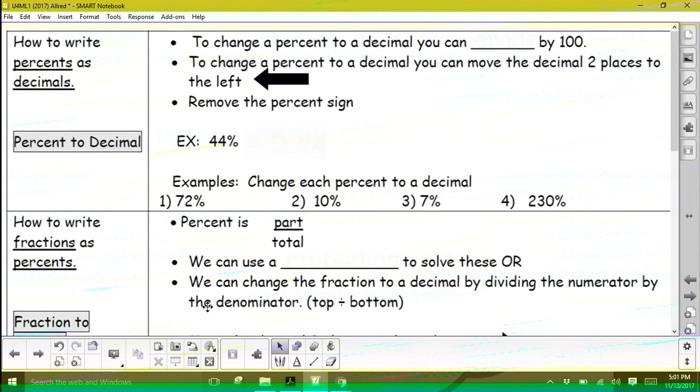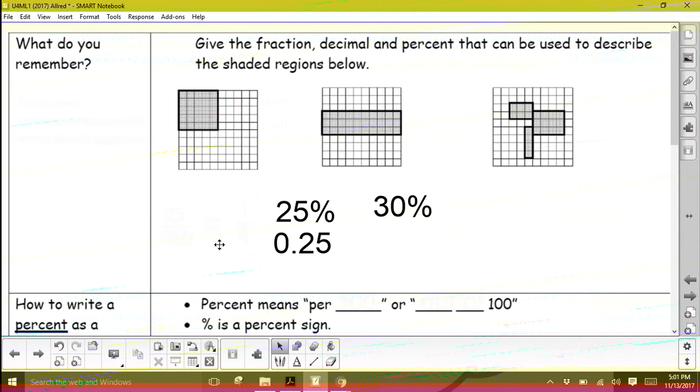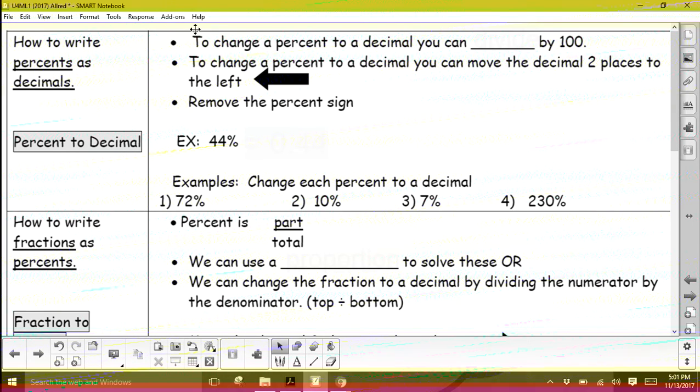Okay, so far we've changed percents to fractions and decimals to percents. Now we're going to change percents to decimals. It's just backwards. You can do that by dividing by 100 or you can move the decimal 2 places to the left.